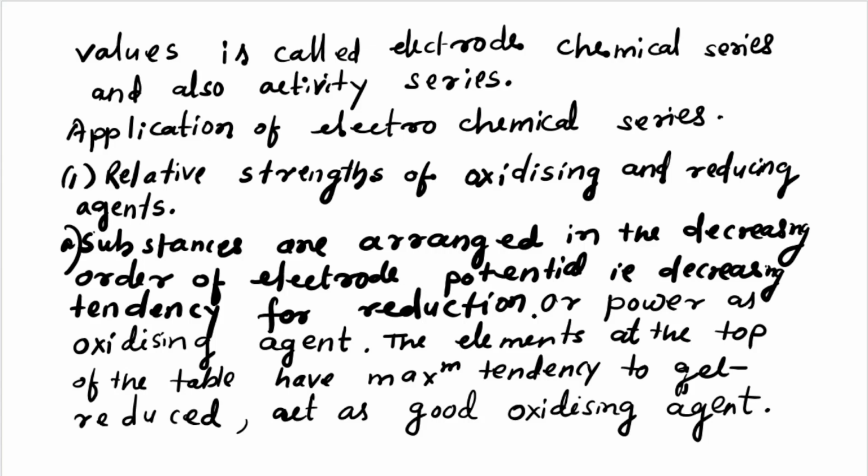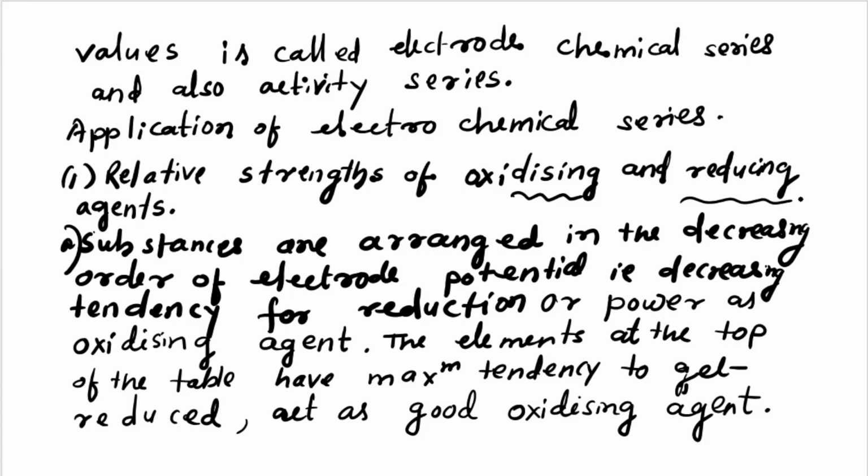Application of electrochemical series. What are the main applications? That means the relative strength of oxidizing and reducing agents. What is the actual strength of the oxidizing and reducing agent? Substances which are arranged in the decreasing order of electrode potential have decreasing tendency for reduction, or decreasing power as an oxidizing agent.